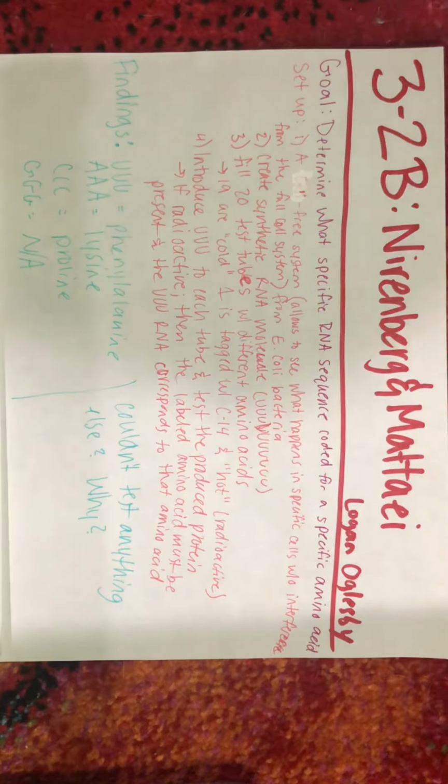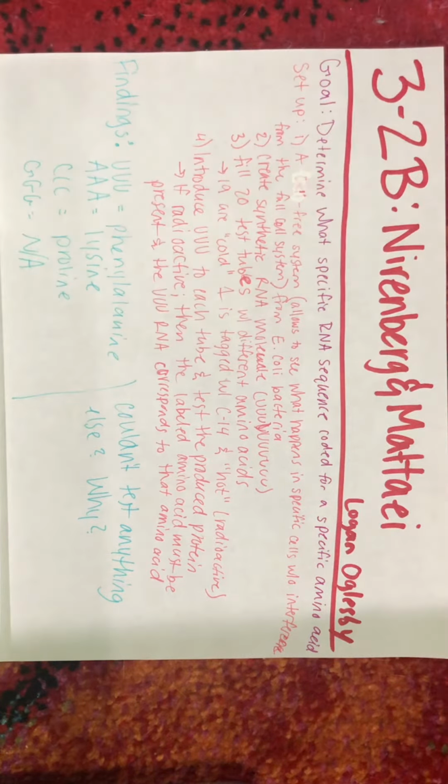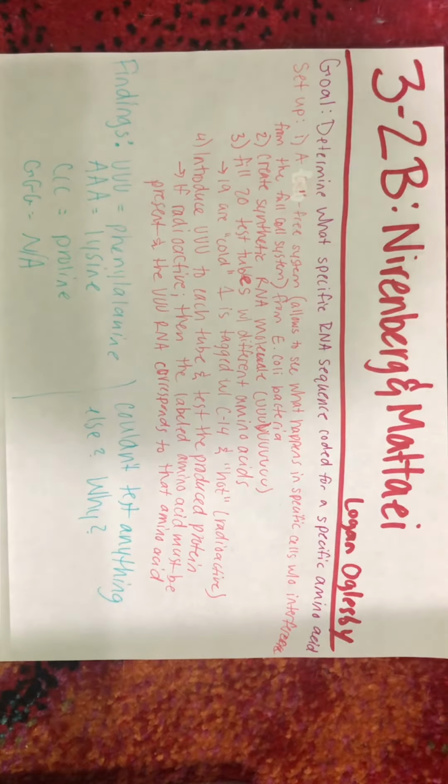So Nirenberg and Matthaei wanted to determine what specific RNA sequence coded for a specific amino acid. At this point, we didn't know how many amino acids were in a sequence or what the sequences could code for. So what they did was they created a cell-free system using E. coli bacteria and created a synthetic RNA molecule. For this example, they used poly-U, which is just a long chain of U's, so that way they would know that whatever was created used U's only to create it.